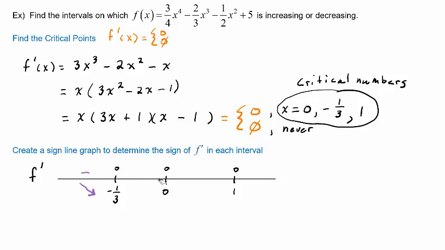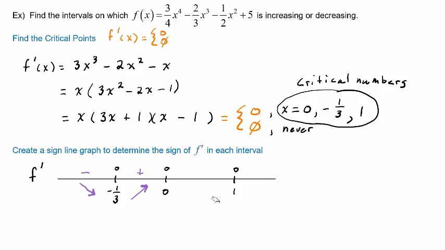In this interval, we could use something easy, maybe like negative 1/6 as a test point. So this would be negative. If we put a negative 1/6 here, then this would be negative 1/2 plus 1. So this is going to be positive. So far we have a negative times a positive, and if we put a negative 1/6 in here, this is going to be negative. So a negative times a positive times a negative is going to be positive, which means the graph is increasing there.